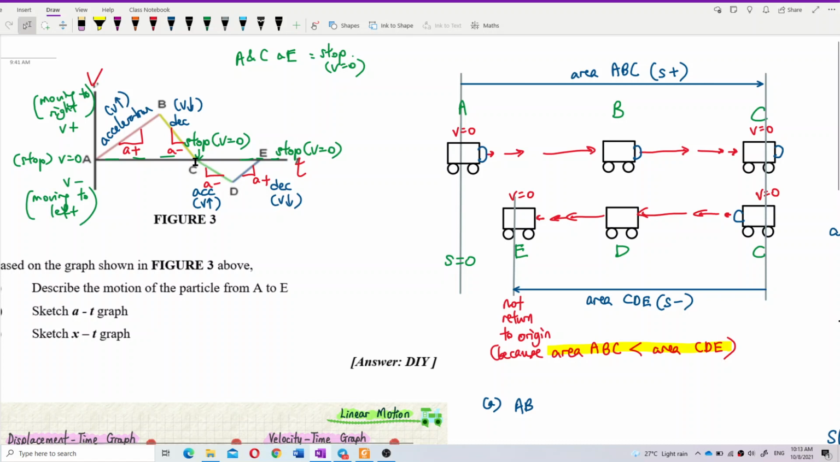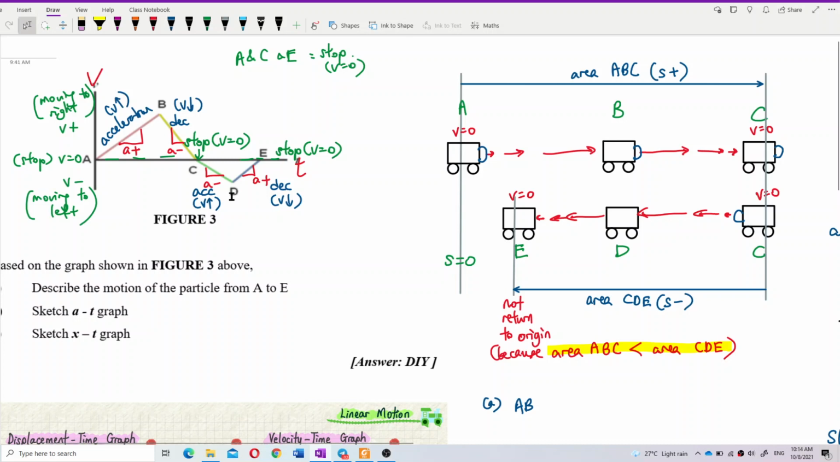See, so it becomes more and more negative. The velocity becomes more and more negative, which means it becomes faster and faster, moving to the left. Okay. After that, at D is a very high speed to the left.